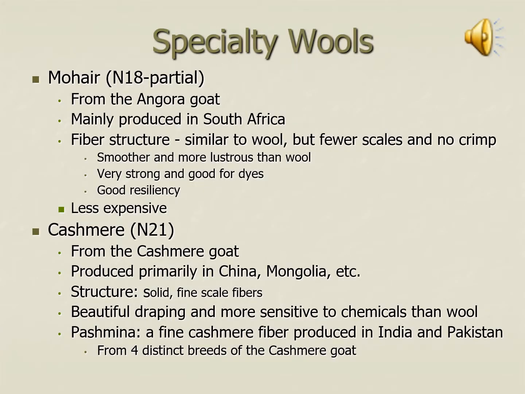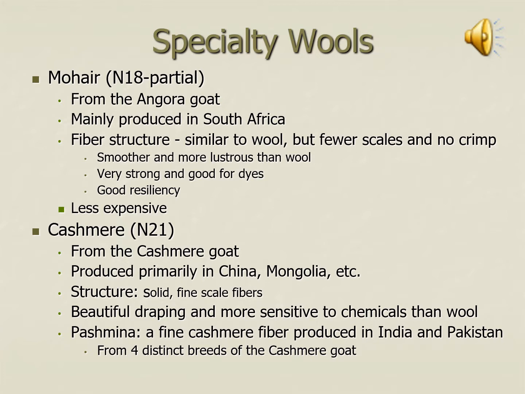Apart from wool that comes from sheep, there are some specialty wools that come from some other animals. So I'm going to talk about some of those now. The first one that I want to go over is mohair, and you can see a sample of yarn from that fiber on N18 if you want to go take a look and feel that. With that particular one, it's 78% mohair, blended with wool and nylon. So that one isn't 100% mohair, but you get an idea of what the fiber feels like and looks like.